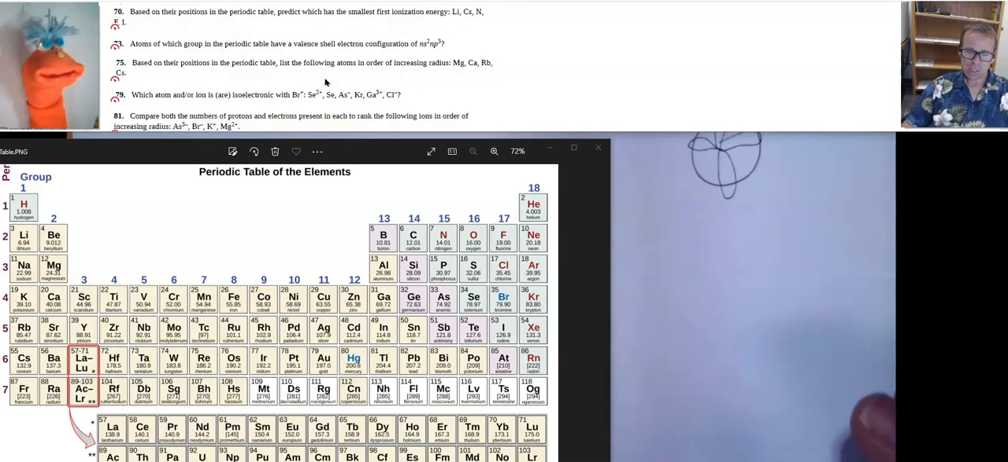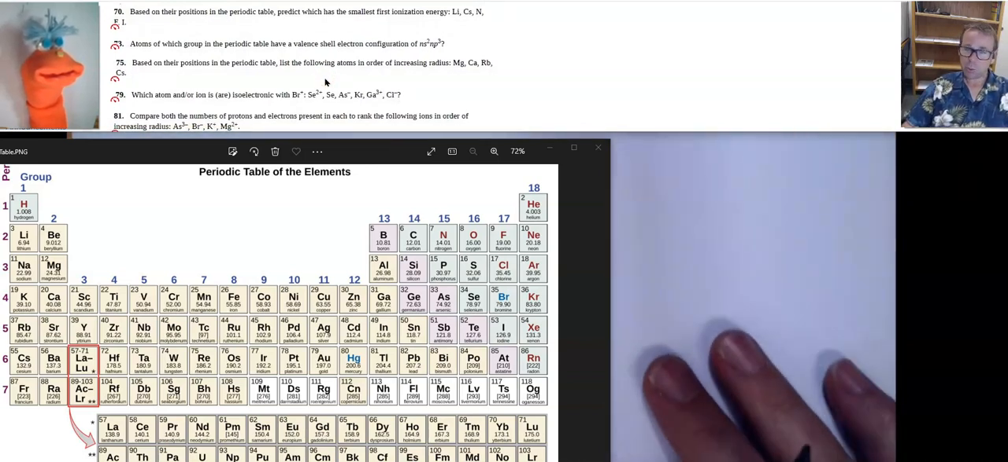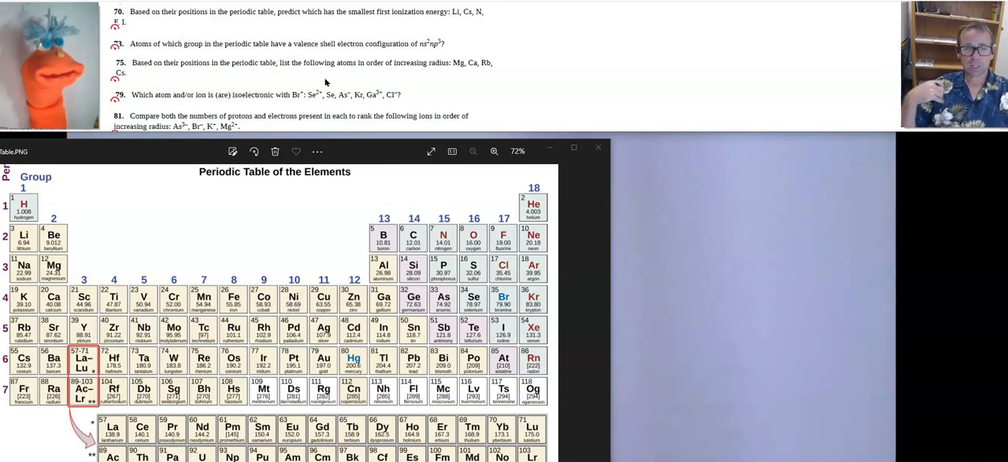First ionization energy is the energy required to remove an electron. All right.